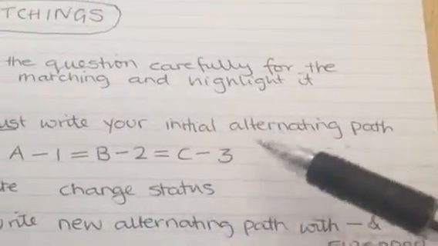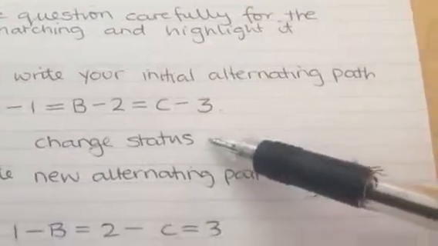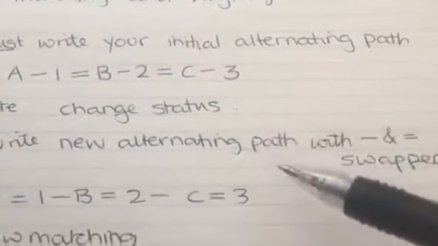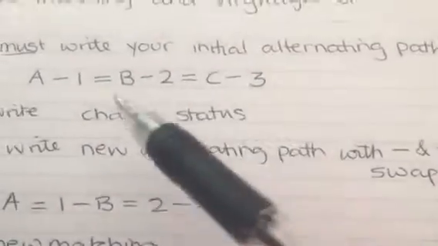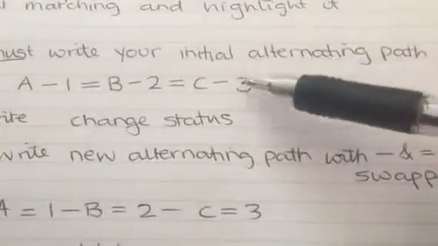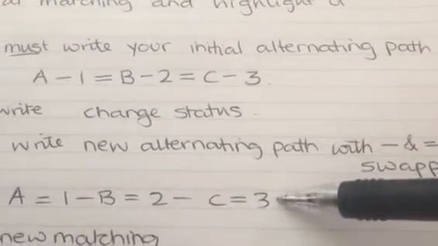Once you've got your alternating path and you've got to a breakthrough, you must write the phrase change status, and also you need to write the new alternating path where you've swapped the single lines for double lines. Those 3 lines are essential.